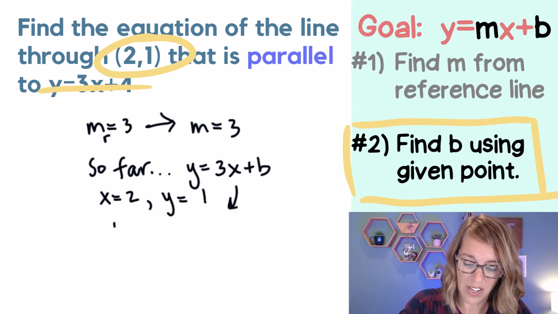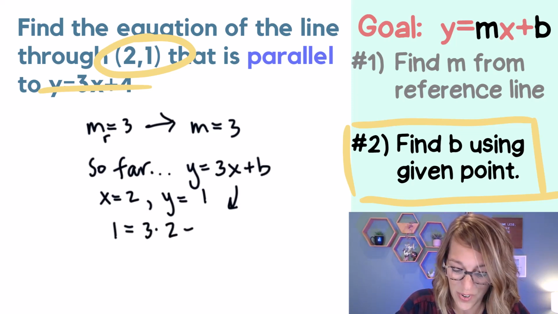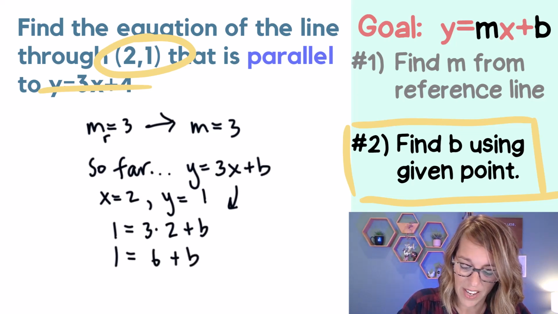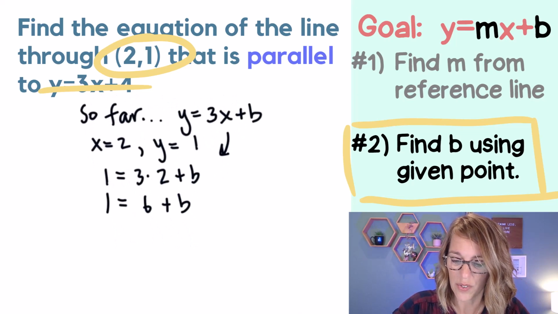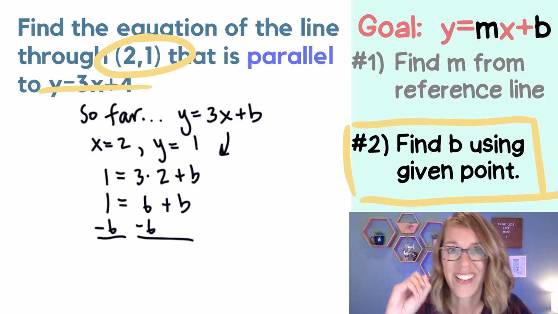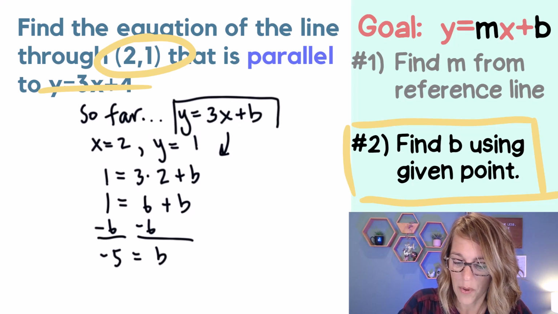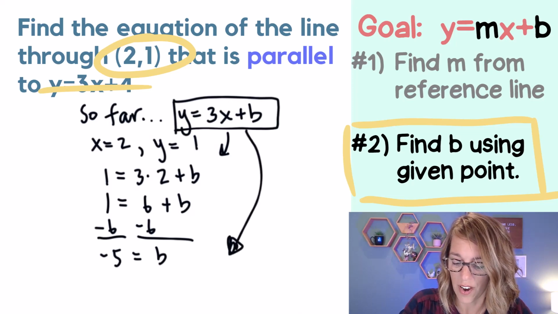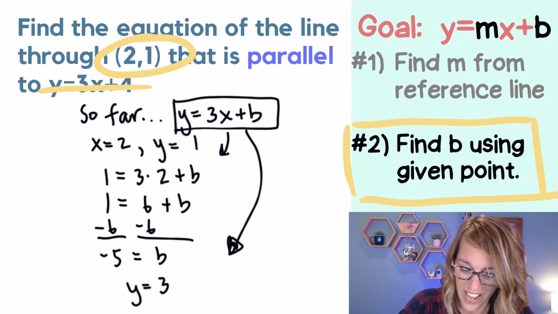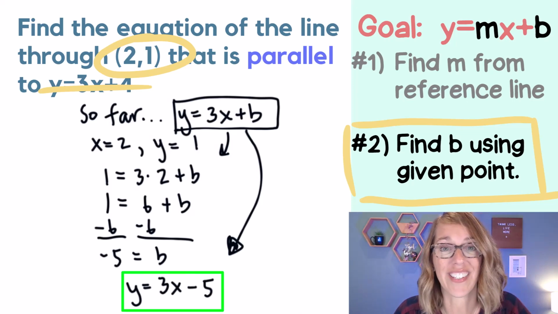So in our equation, I've got y, which is 1, is equal to 3 times x, which is 2, plus b. So I've got 1 is equal to 6 plus b. I just need to subtract a 6 from both sides, -6, -6, and I've got b. -5 is equal to b. If I go back up to my equation so far, I've got everything that we need. So y is equal to 3x, I found m from the parallel line, and I found b, that -5, from the point that it goes through.